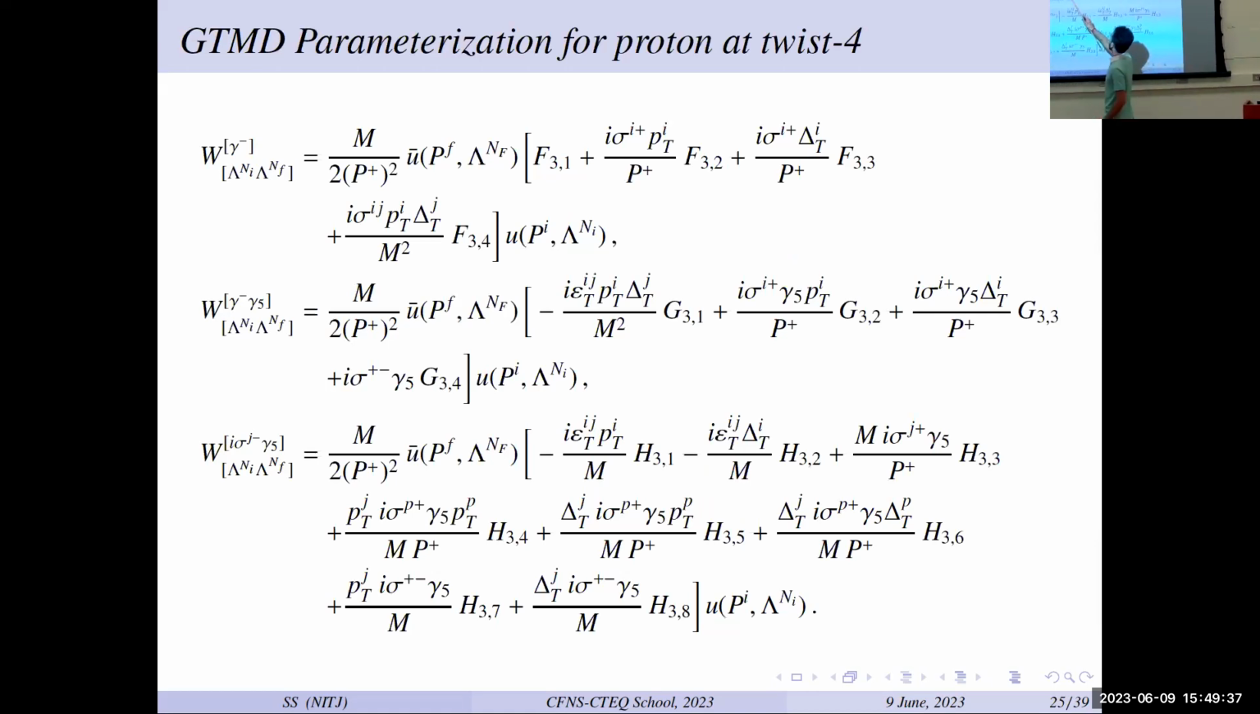These are the kinematics, like average momentum and transverse momentum transfer, and this is the parameterization. We are focusing on this GTMD, F3,1. It corresponds to the twist-4 TMD f3, and it has a partner in the twist-2 TMD, which is f1.